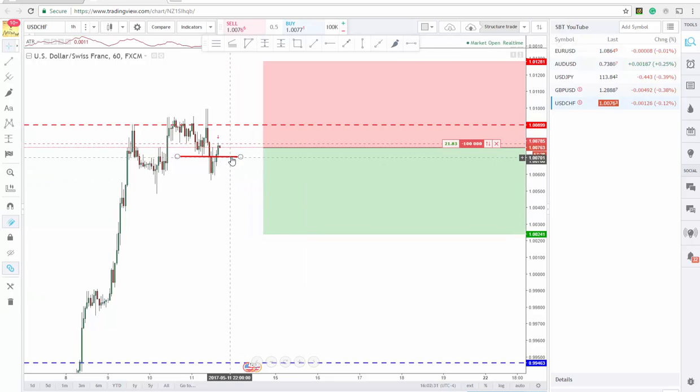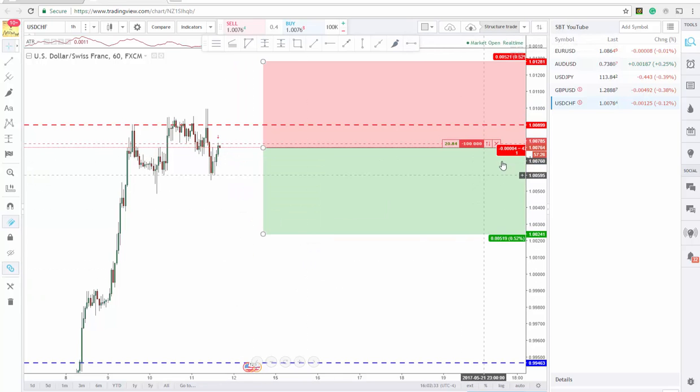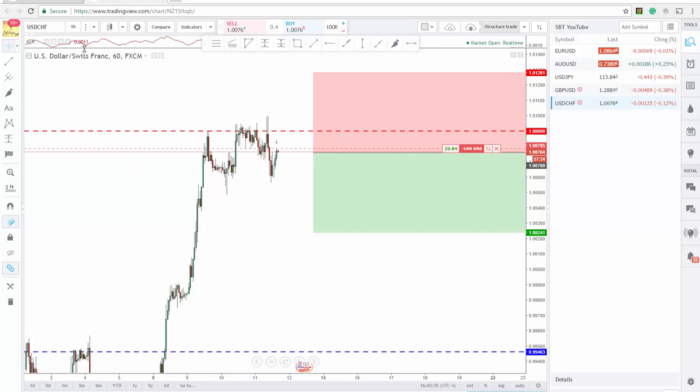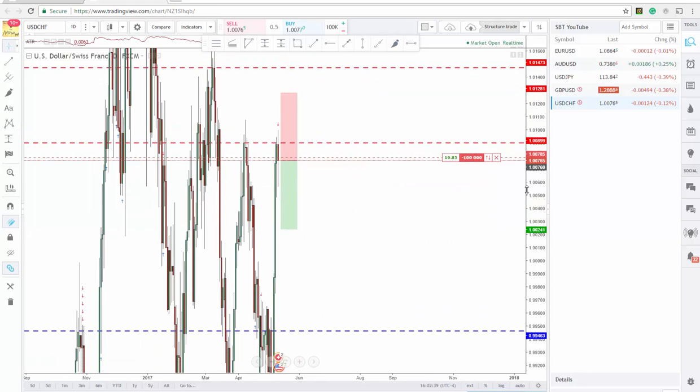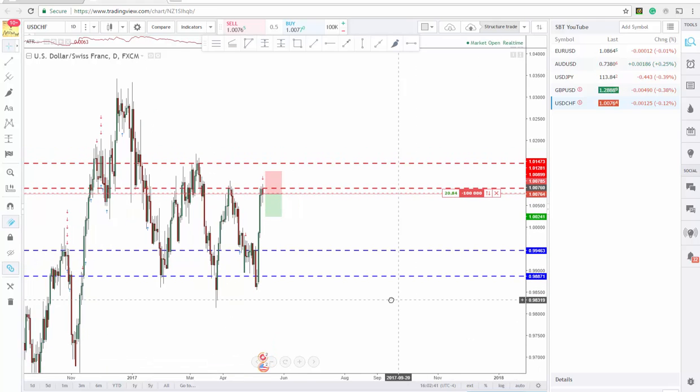So that's what's happening right now on the dollar Swiss. Let's go ahead and zoom back out to the daily chart and talk a little bit about the levels we can be paying attention to if we break through some of these resistance and support levels.